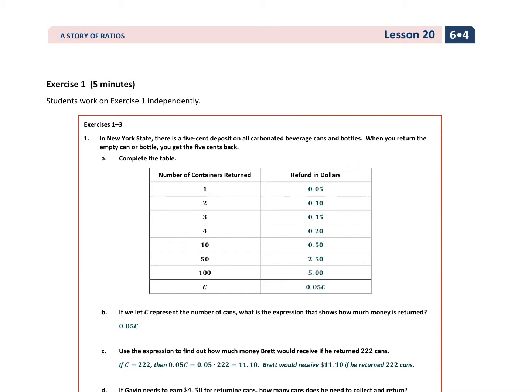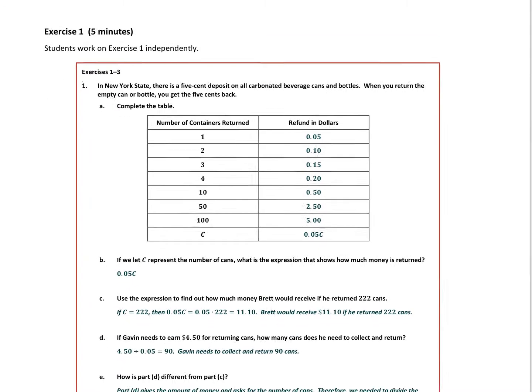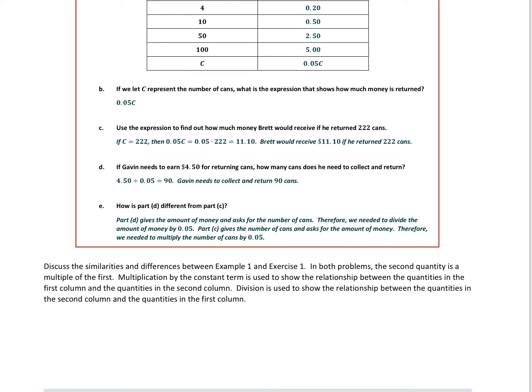So anyway, moving on. With this first exercise, and again, if you don't need this, skip till you see the lesson. You had to fill out this table. This table is basically showing 1 nickel per container. So the expression is the number of containers times the number of nickels. The expression would be 5 hundredths times C, where C represents the containers, because for each container you're getting a nickel, and a nickel is 5 hundredths of a dollar, and the table wanted it in dollars. So if you use that expression, 222 cans would give you $11.10.